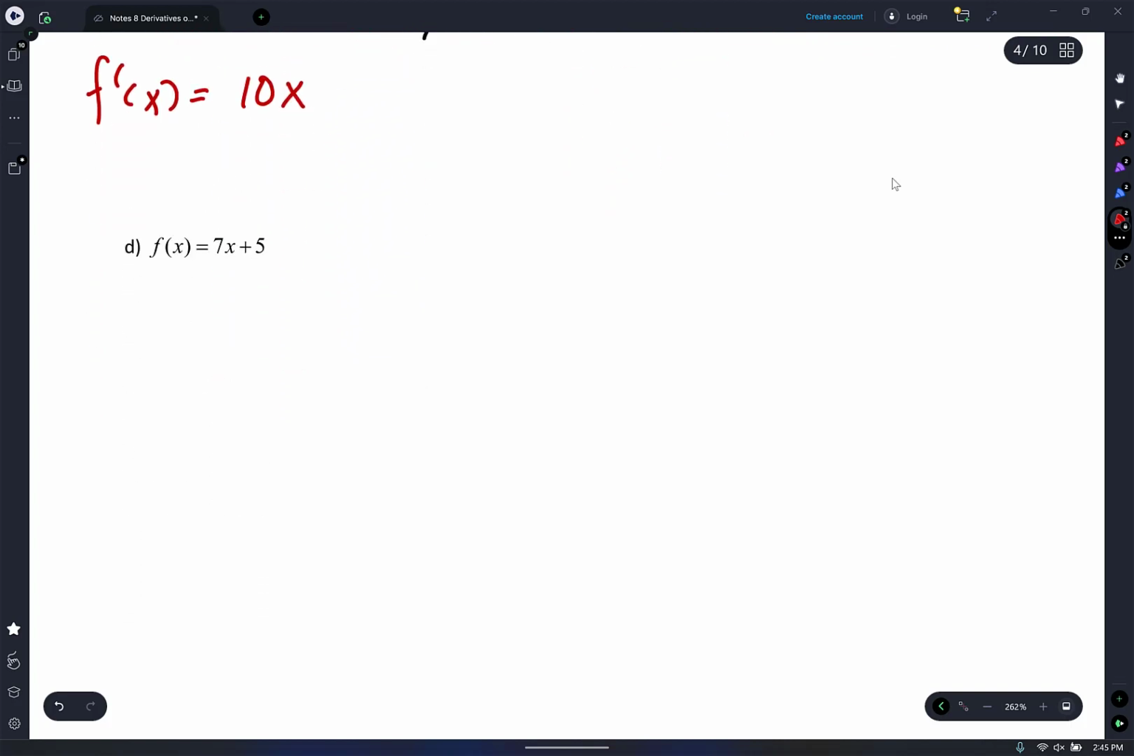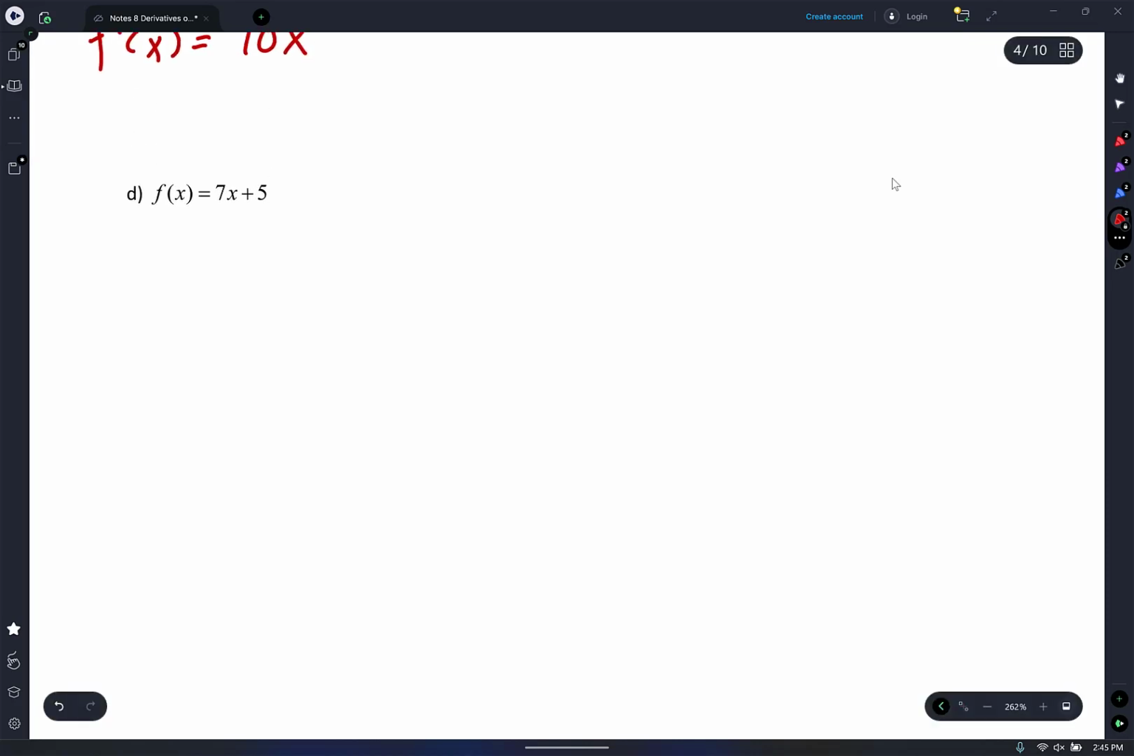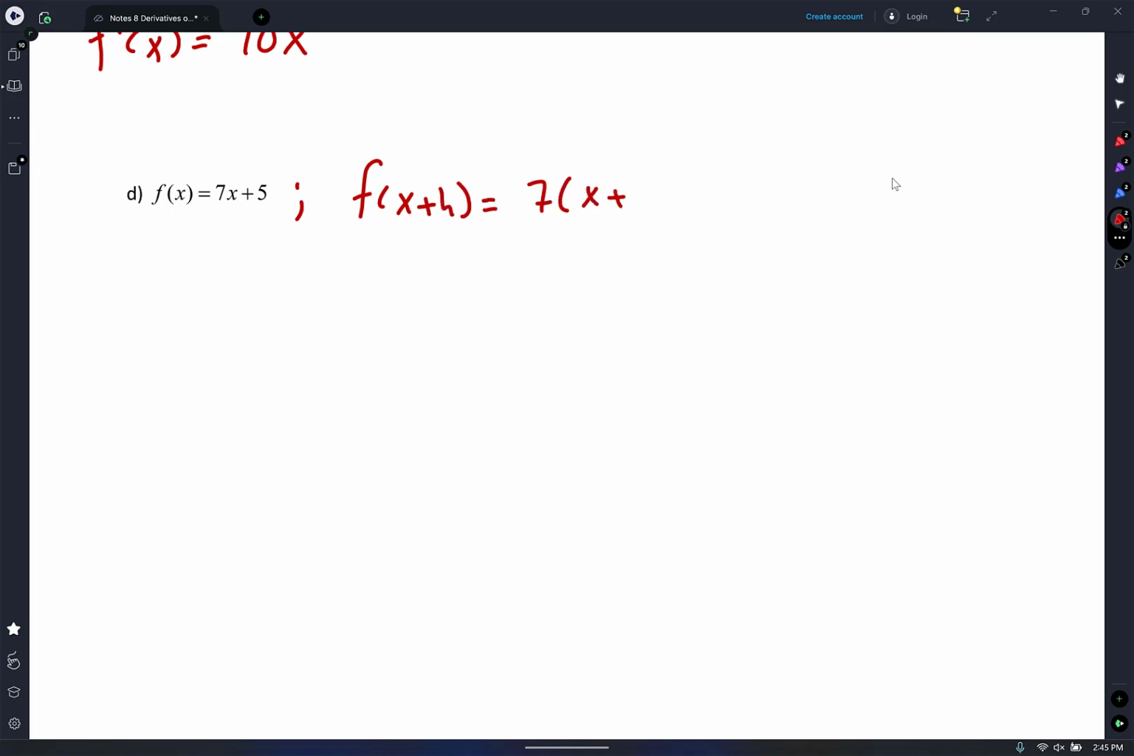Last one here, and then we'll call it a day for now, and then we'll do the rest tomorrow. All right, here we go. I need f of x plus h, so on the side, I'm going to put a semicolon. I'm going to write f of x plus h equals 7 times (x plus h) plus 5. Distribute the 7.